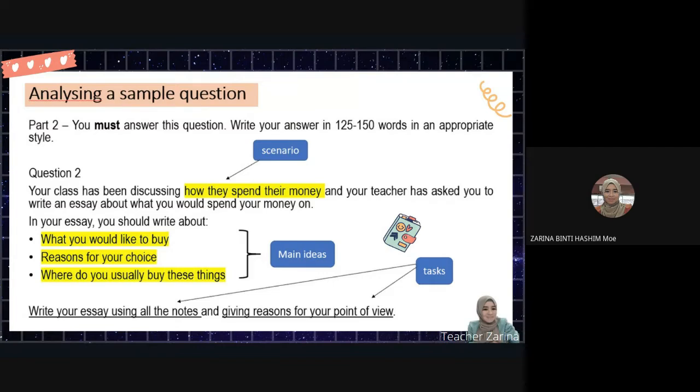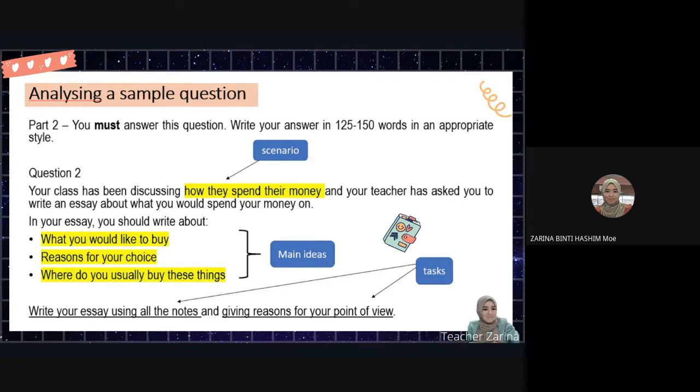Number 2, reasons for your choice, or in other words, asking the question of why. Why you want to buy the item. So you have to give reasons for your choice. If you see the word reason, they have an S there. That means it should be more than one reason. I would suggest that you write at least 3 reasons.